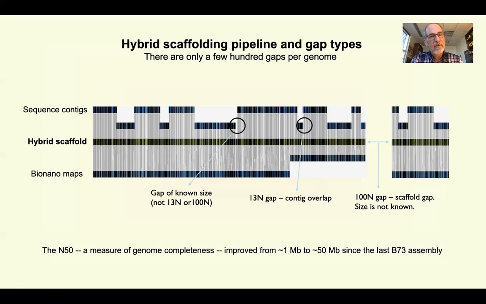So these are excellent assemblies. The N50, which is a measure of completeness, is about 50 times higher than what we had for version 4 B73. It's really good. There are very few gaps, but because there are very few gaps, you might be surprised when you run into one.